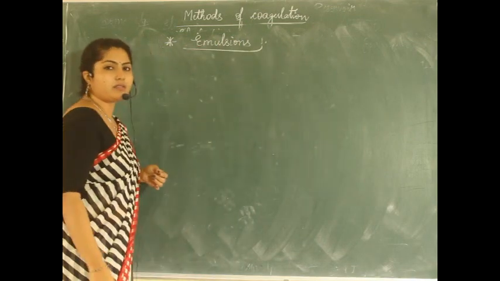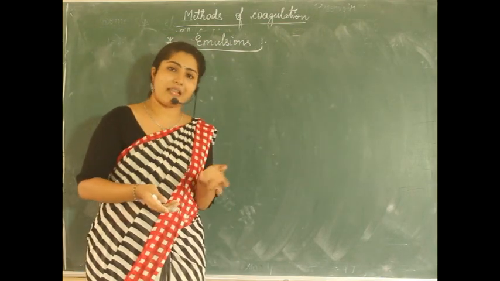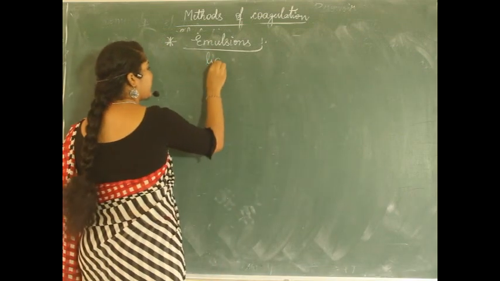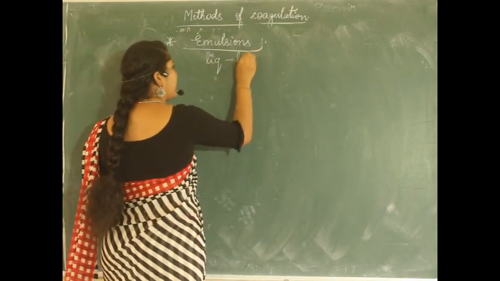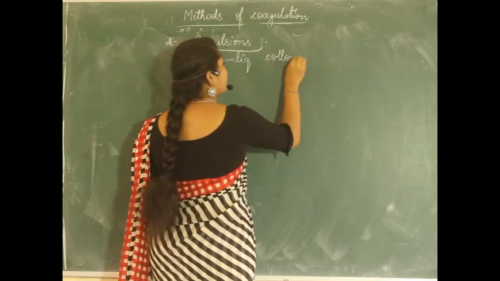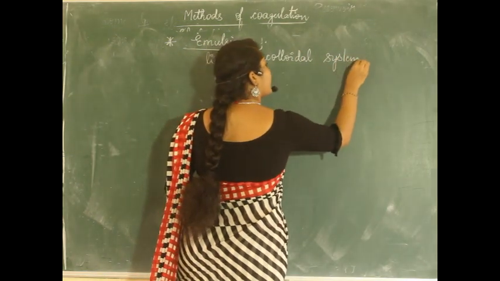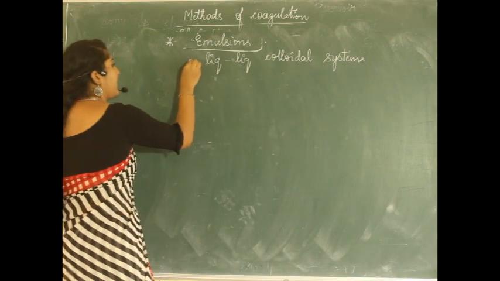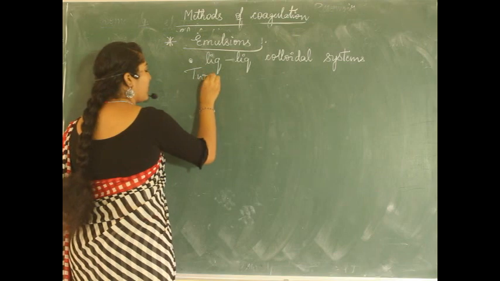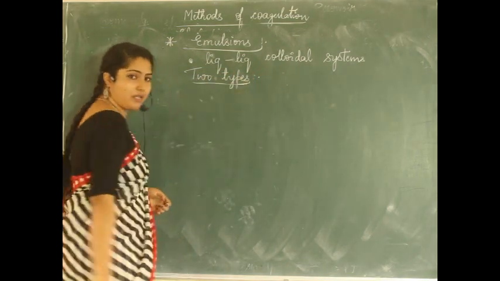So remember, emulsion is where liquid itself is the dispersed phase, and liquid itself is the dispersion medium also. So emulsions are liquid colloidal systems. That means liquid is dispersed in liquid. That is what it means. So here we have two types of colloids, two types of emulsions. Which are the two types of emulsions?